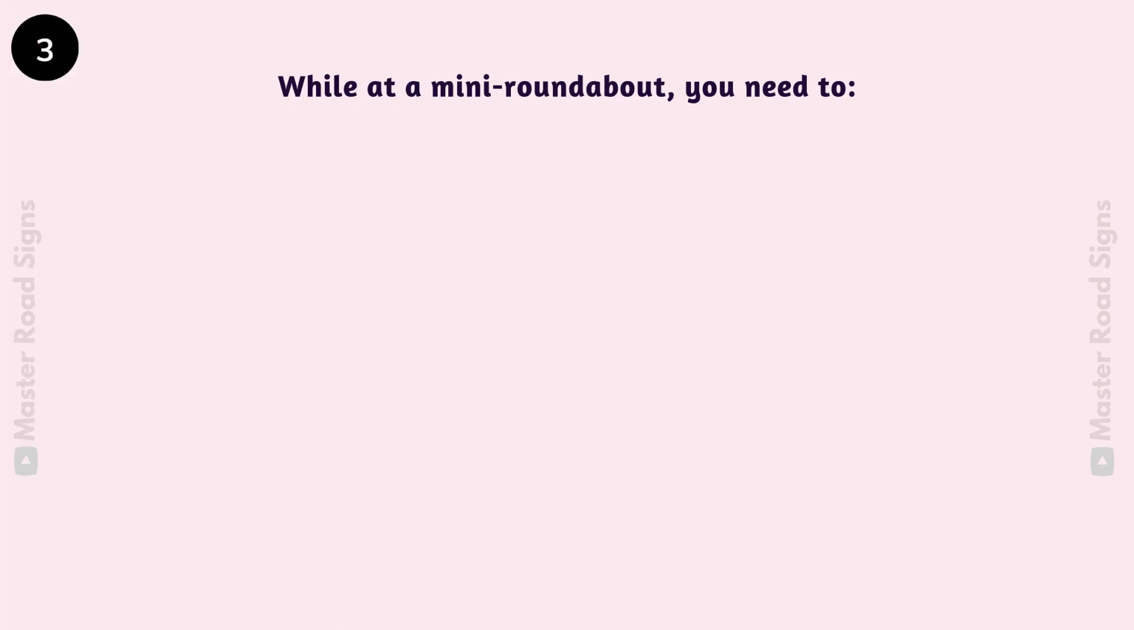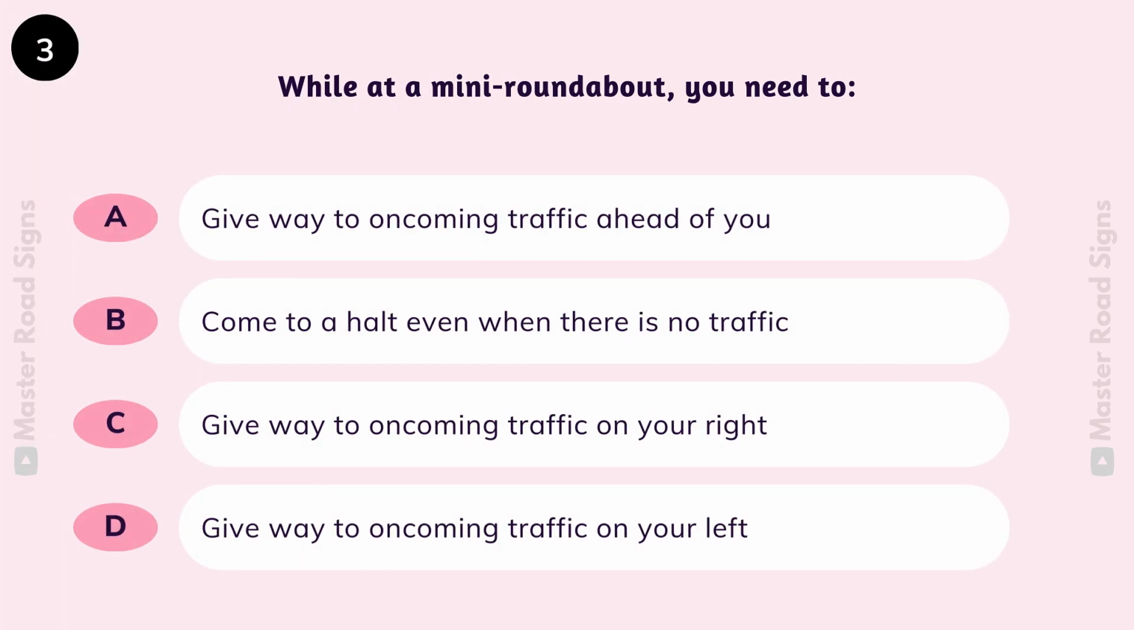Question 3. While at a mini roundabout, you need to: A. Give way to oncoming traffic ahead of you. B. Come to a halt even when there is no traffic. C. Give way to oncoming traffic on your right. D. Give way to oncoming traffic on your left. The answer is C. Give way to oncoming traffic on your right.